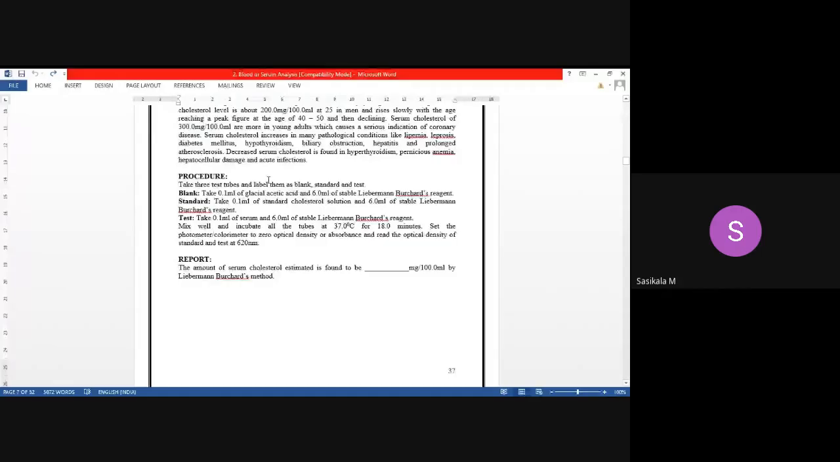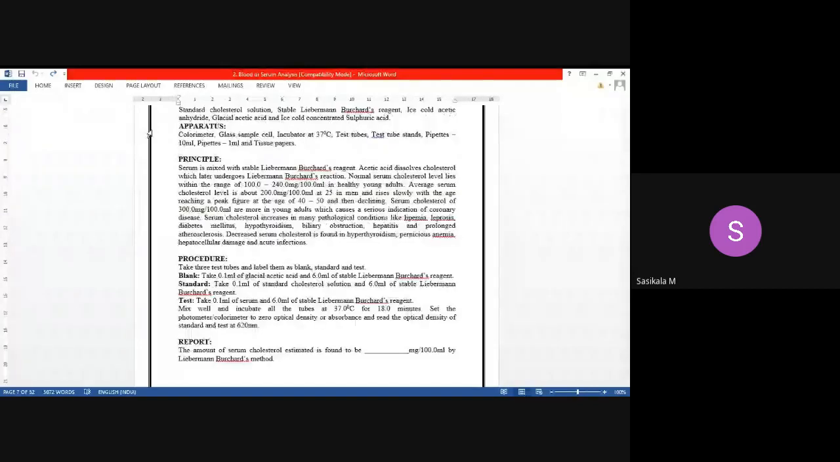Why do we have to prepare a blank? Because the reagents also have absorbance in the colorimeter. Since we are going to analyze the samples using a colorimeter, the reagents will absorb in the colorimetric region. So the blank needs to be prepared with only the reagents, except the sample. Whatever absorbance is due to the reagents, like glacial acetic acid and Liebermann Burchard's reagent, will be eliminated from the analysis of the sample. For that, the blank is prepared.